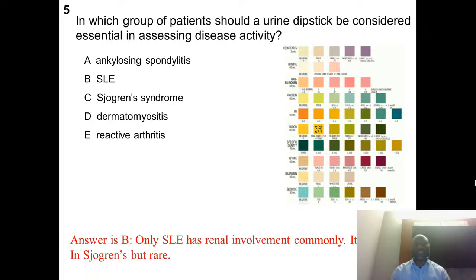So it's important that you do a urine dip to ensure that renal involvement is excluded in all cases of lupus seen in clinic. Ankylosing spondylitis does not have renal involvement. Sjogren's does, but it's rare. That's not for you to worry about at this level. Dermatomyositis doesn't have kidney involvement, and reactive arthritis does not as well. So the best answer is lupus.